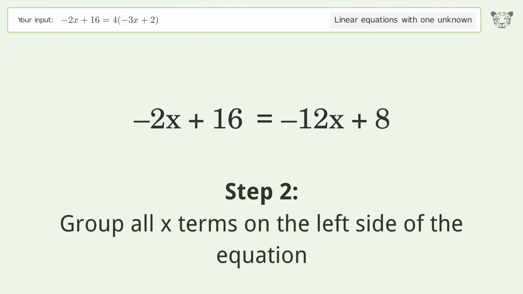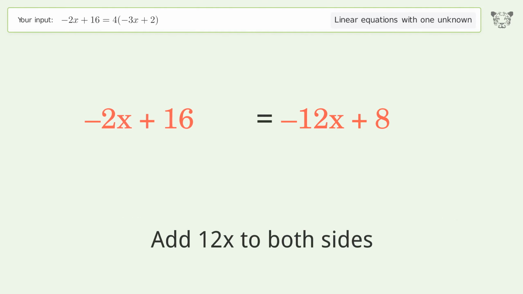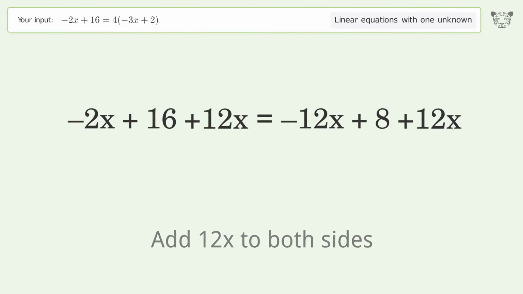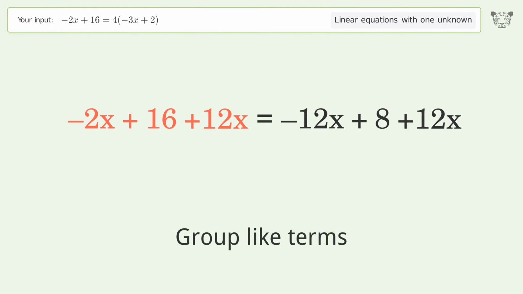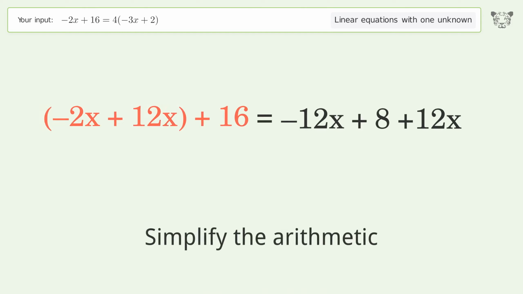Group all x terms on the left side of the equation. Add 12x to both sides. Group like terms. Simplify the arithmetic.